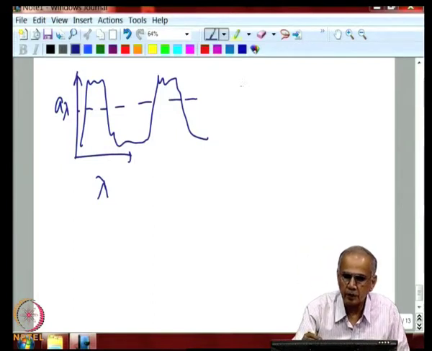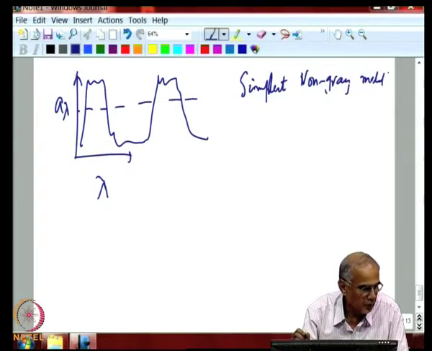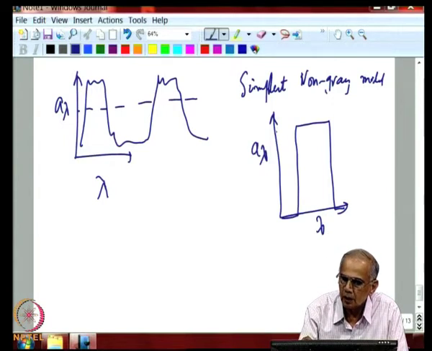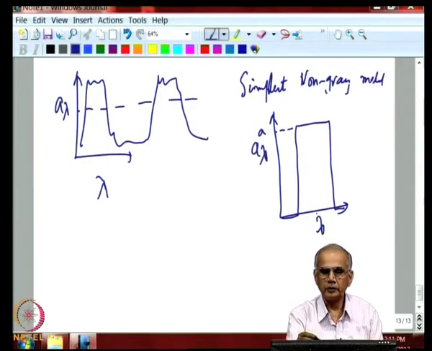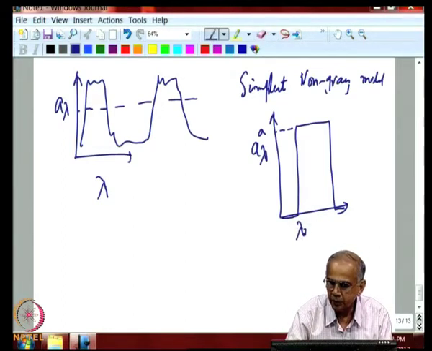So, the simplest non-gray model involves accepting the fact that A lambda is not a constant. So, we take a very simple case where A lambda is different from 0 in a narrow range of wavelength, lambda 1 to lambda 2.